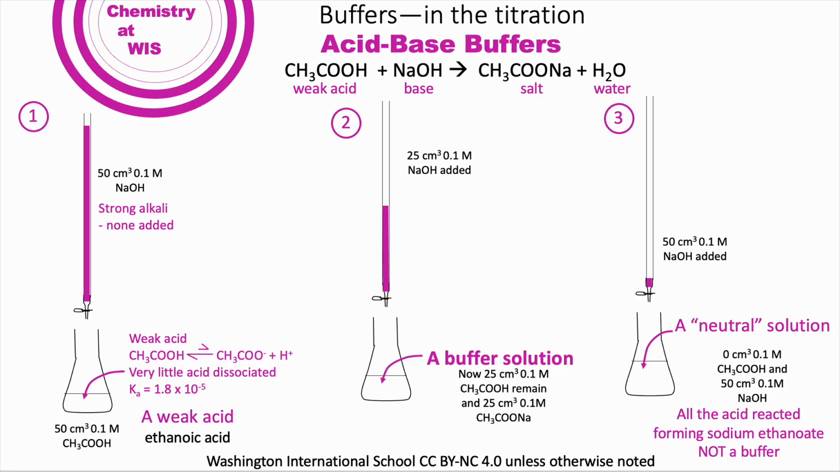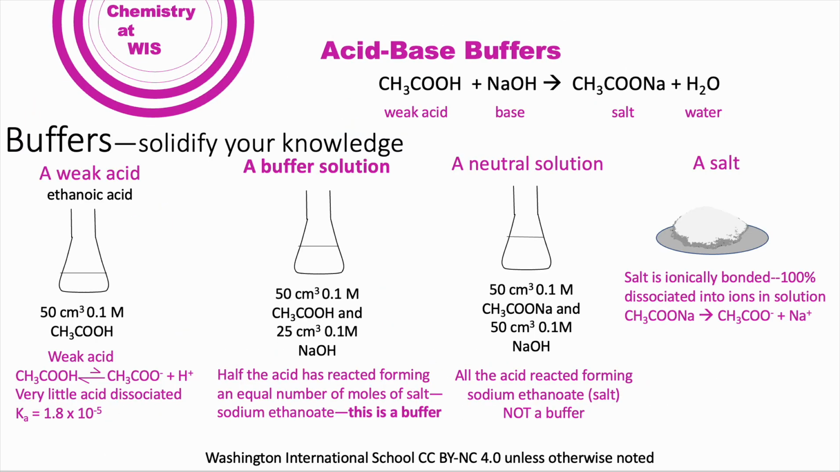The third one, if you add 50 cm³, and it's not purple by the way, it's just so you can see it better, 50 cm³ of 0.1 molar sodium hydroxide to the 50 cm³ of ethanoic acid, it's now a neutral solution. So you've got a salt, sodium ethanoate solution. It is not a buffer. And you can pause this one because it sort of says the same, may help explain it in a slightly different way that you prefer.